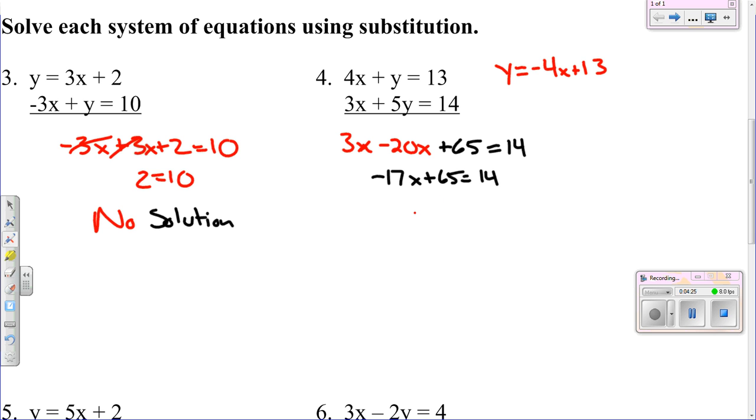Subtract the 65 over. Negative 17x equals negative 51. Divide by negative 17. You get x equals 3. Take that 3, plug it back in here. Negative 4 times 3 is negative 12, plus 13 is 1. Y equals 1. Your answer is 3, 1.